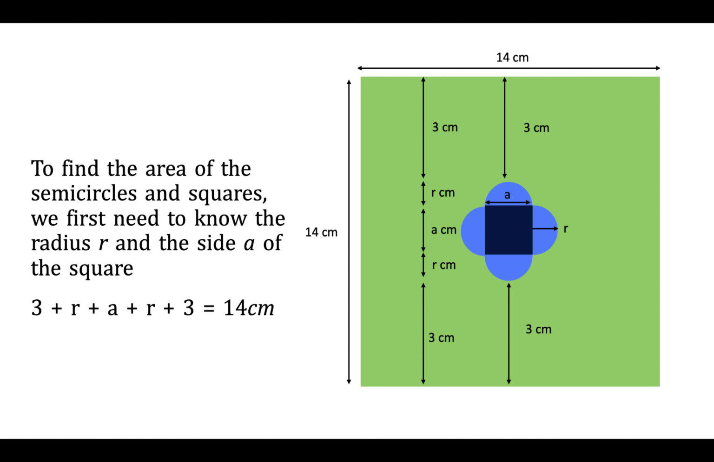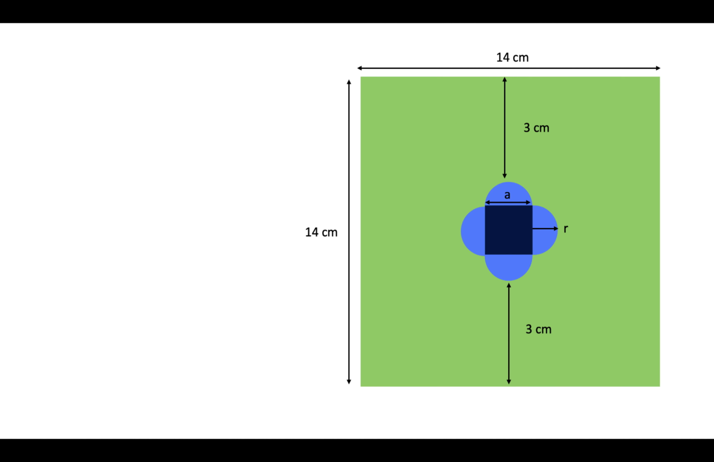If you map these dimensions to the length of the square, we can see that 3 plus r plus 2r plus r plus 3 is equal to 14 centimeter. Why? Because a is equal to 2r, as the diameter sits perfectly on the side of the square. Now we can solve this equation for r. So 6 plus 4r is equal to 14, so 4r is 8, and r is equal to 2 centimeter, which means a is equal to 4 centimeters.